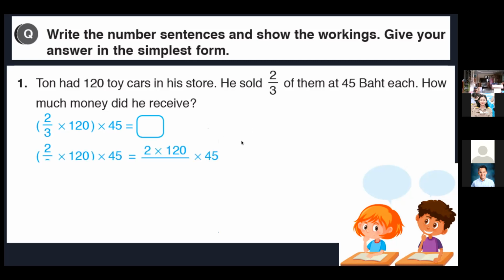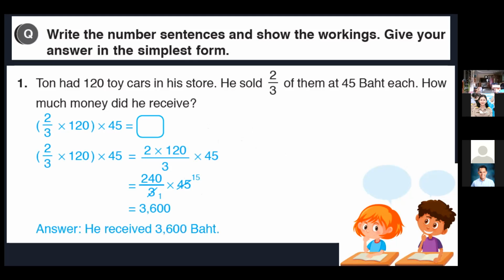Okay, so we have this one. 2/3 times 120 times 45. So 2 times 120 over 3. Okay, so 240 over 3. Then you cancel out. The final answer is 3,600. So Ton received 3,600 baht. If you multiply 2 times 120 times 45, then divide by 3, the answer is still 3,600.